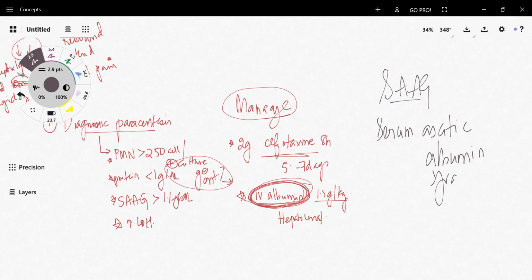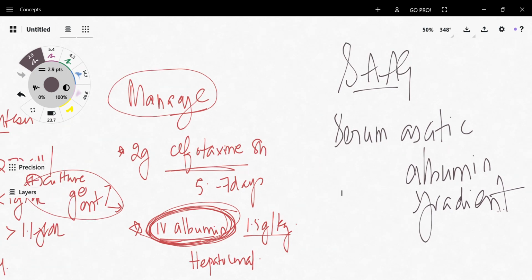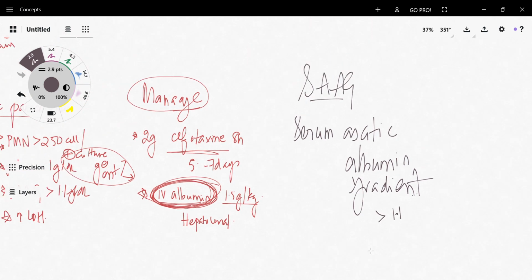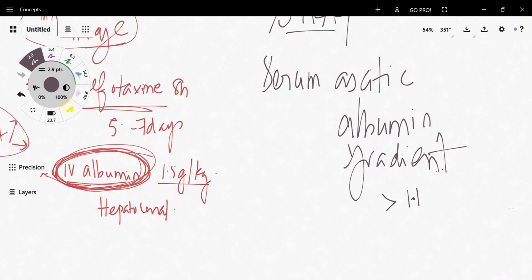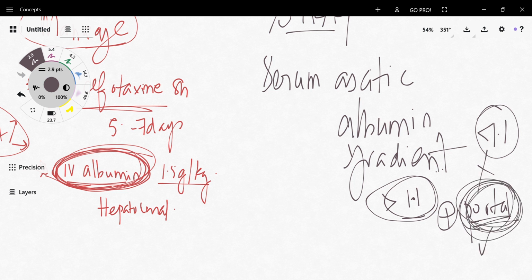Now, what this really stands for is that if the gradient, right, if this gradient is more than 1.1, then it means that there is a presence of portal hypertension, right? And if it is less than 1.1, then there is no portal hypertension. The main reason we do this is to find out whether the patient has portal hypertension or not.